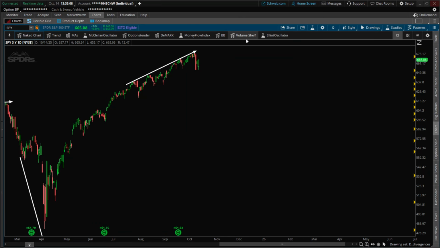Volume shelf, we talked about that yesterday. We're really looking to get into this volume shelf right here.